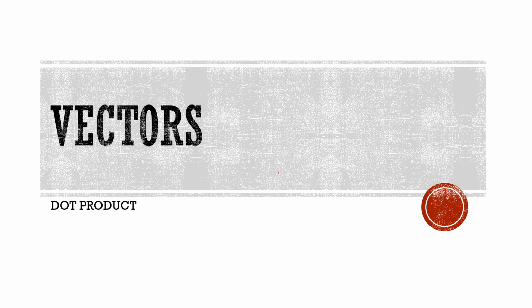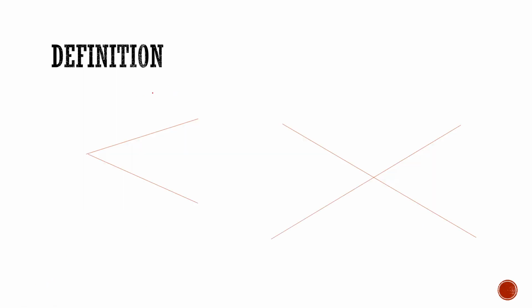In this video we'll be looking at the dot product of vectors. What is the dot product? The dot product of two vectors, say a and b, is defined as the product of the magnitudes of the two vectors and the cosine of the angle between them.